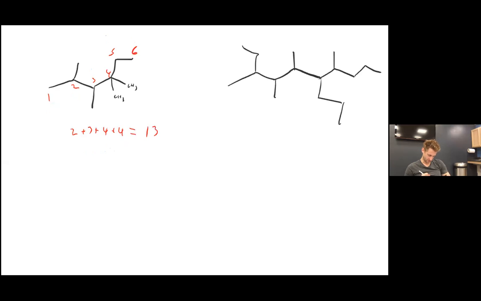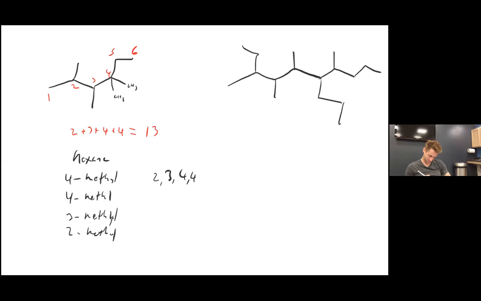All right, we've got some substituents. So 6 is hexane. Substituents, we have 4 methyl, another 4 methyl, a 3 methyl. I don't know why I did these out of order. Should have gone the other direction. And a 2 methyl. So putting that all together, that is a 2, 3, 3, 4, 4 tetramethyl hexane.